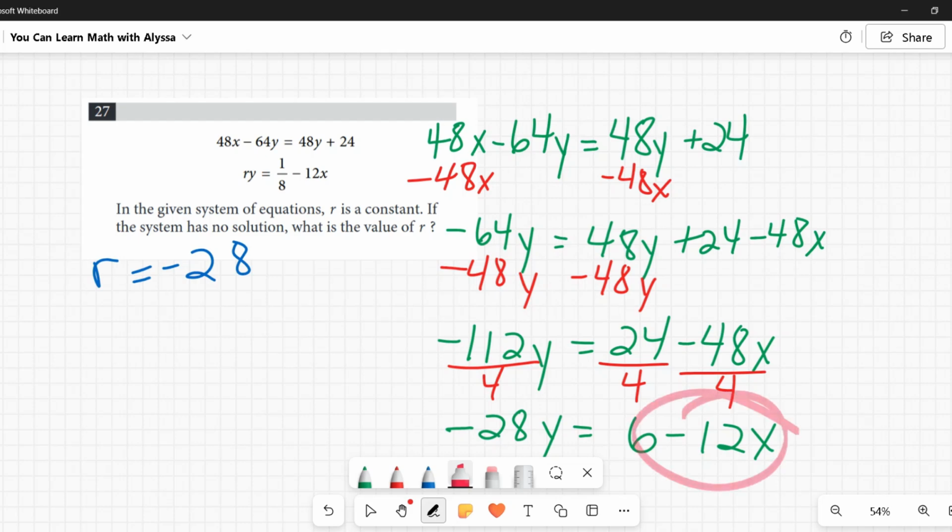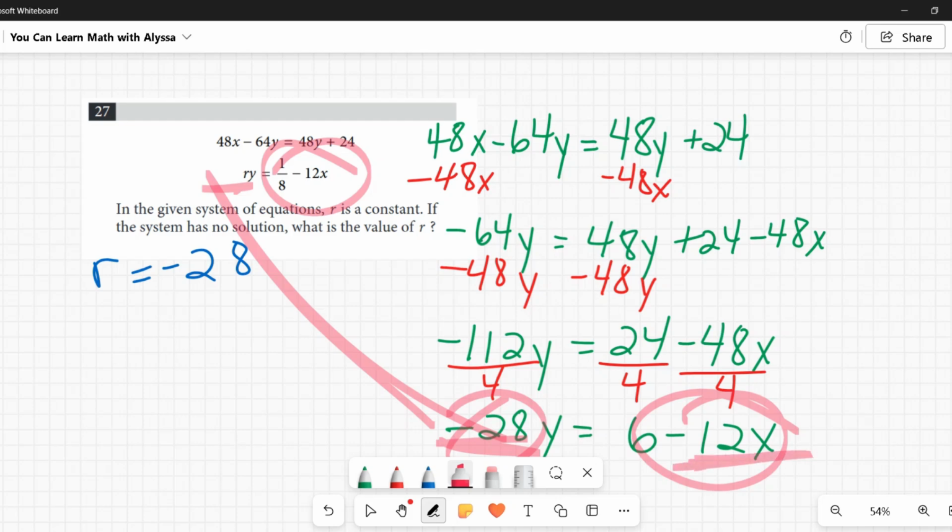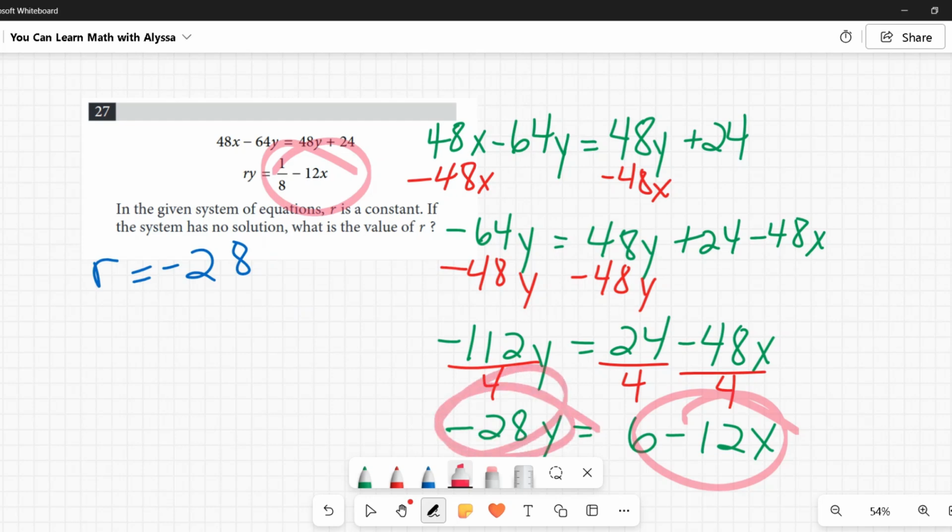So they should be different because they can't have the same y-intercept. But now I've got my negative 12x, negative 12x. I've got a coefficient by a y. That one has a coefficient by a y. They would have to match so that in the next step, when I divide by that coefficient, I get the same slope for both of them. Down here on the bottom, I'm going to divide everything by negative 28 to get y equals. So it's going to be negative 12 divided by negative 28, and that's going to be my slope.